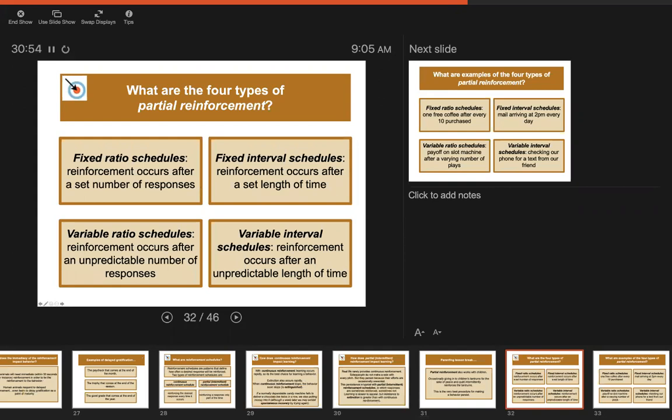Making that behavior worse, not necessarily any behavior worse, just that particular behavior I was talking about. So what are the four types of partial reinforcement? You can have ratio schedules or interval schedules. Fixed ratio schedules happen when reinforcement occurs after a set number of responses. Fixed interval schedules are concerned with time. Reinforcement occurs after a set length of time. In variable ratio schedules, the reinforcement will occur after an unpredictable number of responses. In variable interval schedules, reinforcement occurs after an unpredictable length of time.